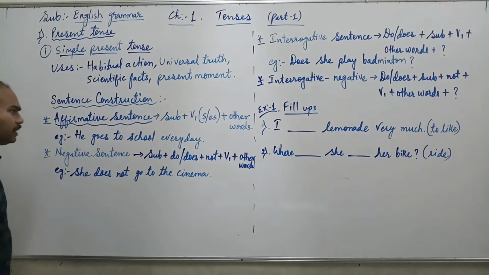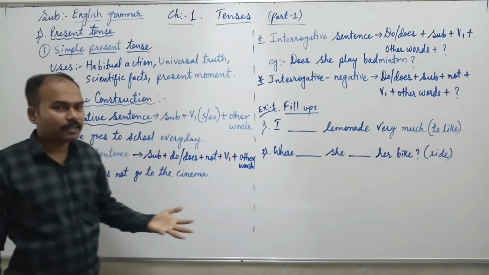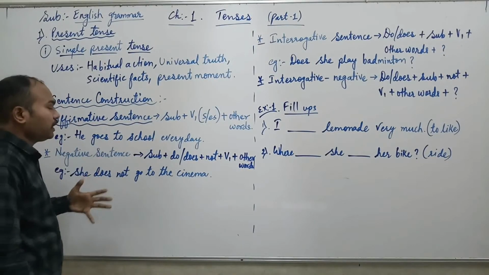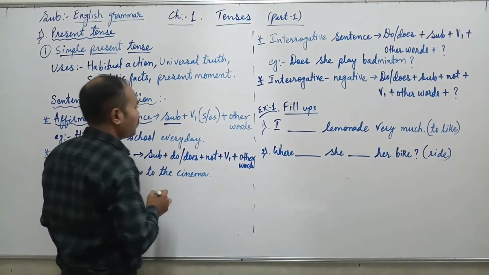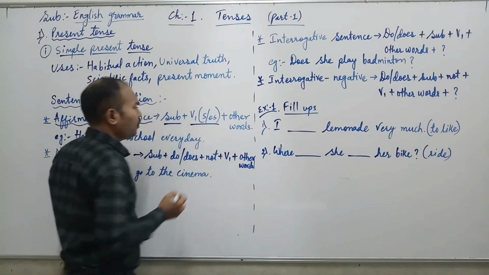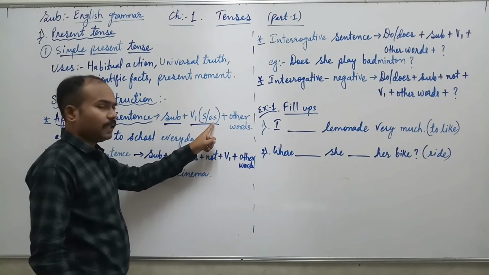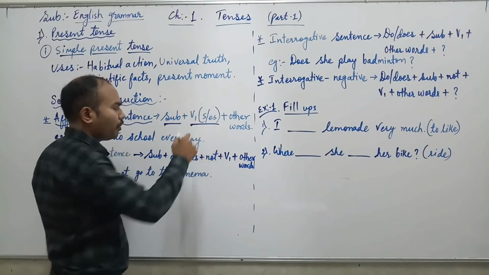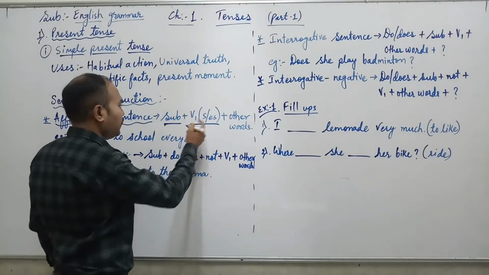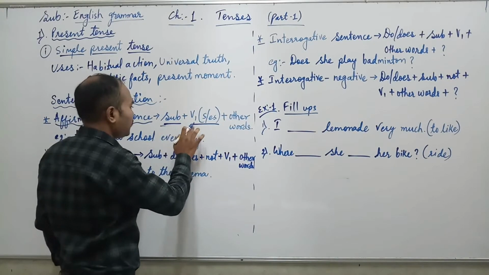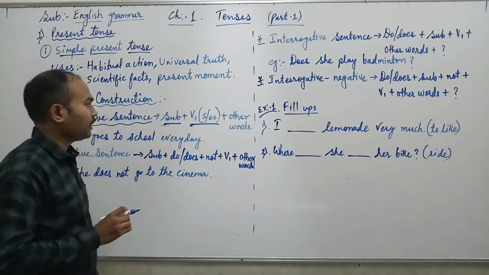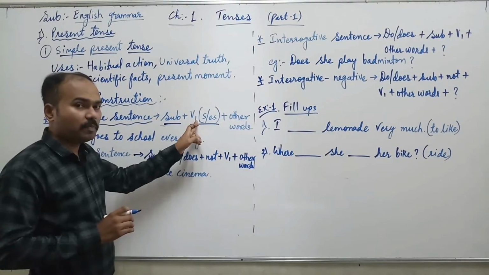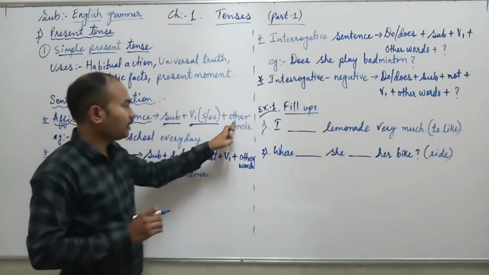If we talk about the affirmative sentence, what is it? It is a positive sentence. Okay, so how to make an affirmative sentence or positive sentence? Here, first of all comes the subject, then comes the verb, and that is V1 S/ES. See here, verb 1 is there and S/ES is in brackets, means it is optional. We use S/ES when the subject is singular. Then only we add S/ES along with the verb first form, and then finally come the other words.